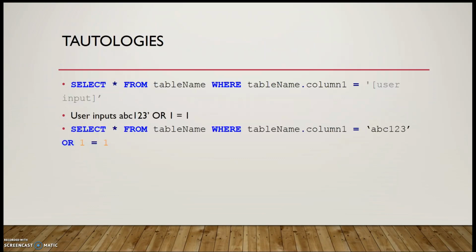Alright, first we're going to talk about tautologies, and the first line there shows an example of an SQL statement that will be executed. So now if the user were to insert something like the following string, we'd get the last line there. And you can see what happens is that it creates that tautology 1 equal 1. Since that's always true, that query will return everything in that table.